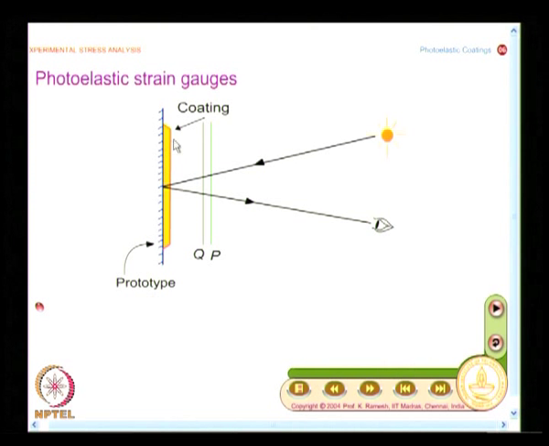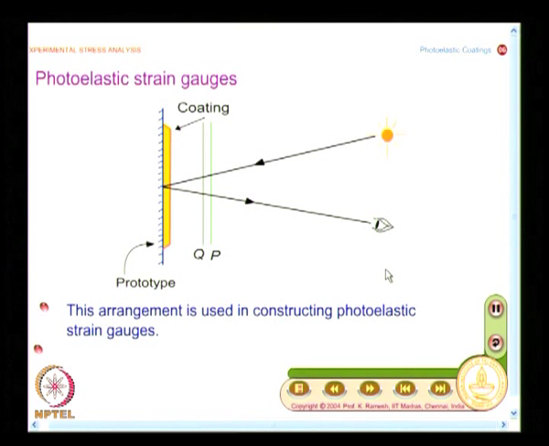So, the philosophy there is they just put a quarter wave plate and polarizer integrated with the coating, and you will see the isochromatics. You will not see isoclinics in this arrangement.